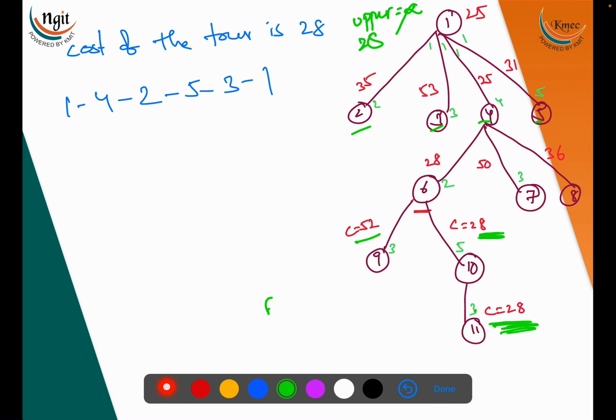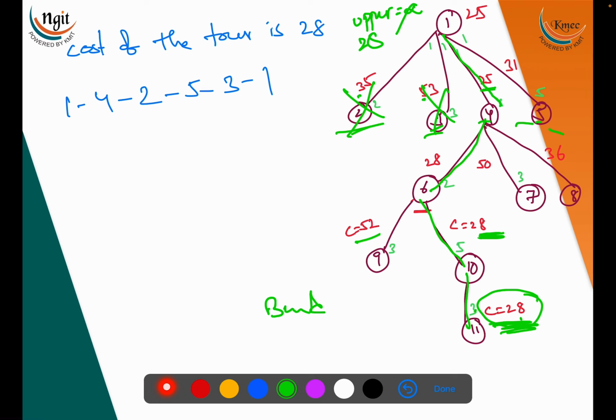Now according to the bound function, if the cost of a node is greater than the solution, we apply the bound function. So 35 is greater than 28. Kill it. 53 is also greater than 28. Kill it. We are not going to kill this 25 because this is the final solution. The path which I am considering is the final solution. So apart from this cost, all other nodes will get killed.